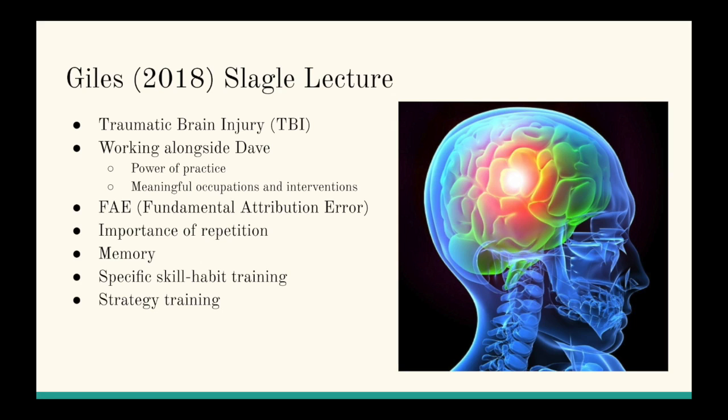The main focus of this article was on TBI and Dave. Individuals with TBIs are capable of learning new skills in many aspects related to neuroplasticity, cellular function, vertical systems, higher order functioning, regional and special systems, and the motor system, shown in relation to concepts within our neuro class. The main lessons from working alongside Dave are the power of practice and the use of meaningful occupations and interventions.